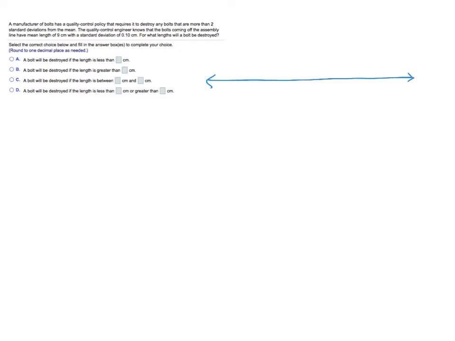Right, so here's my number line, and I'm going to mark 9 centimeters in the middle. Like that's what they want the average length to be. But if they go 2 standard deviations away from this number, some spot over here and some spot over here, it'll be too long or too short to sell. We're told that the standard deviation is 1/10 of a centimeter.